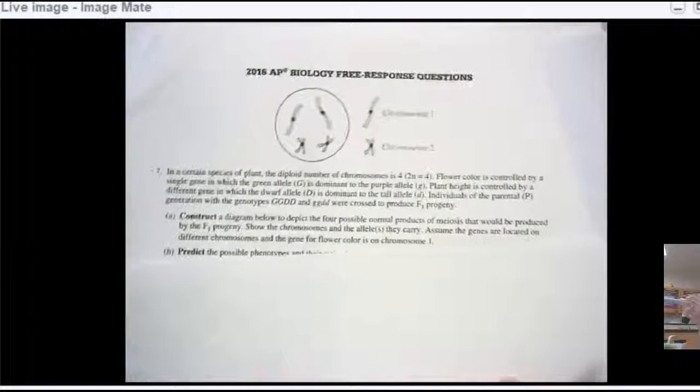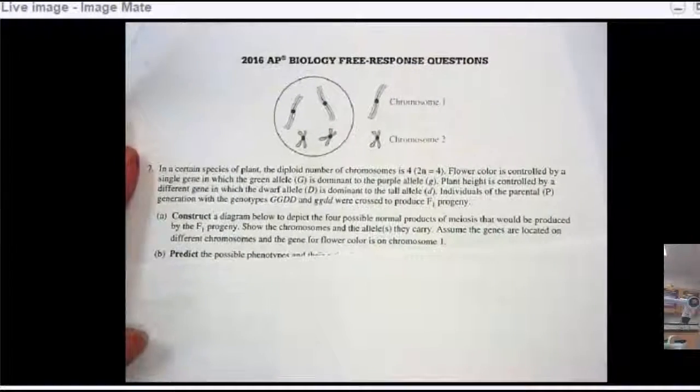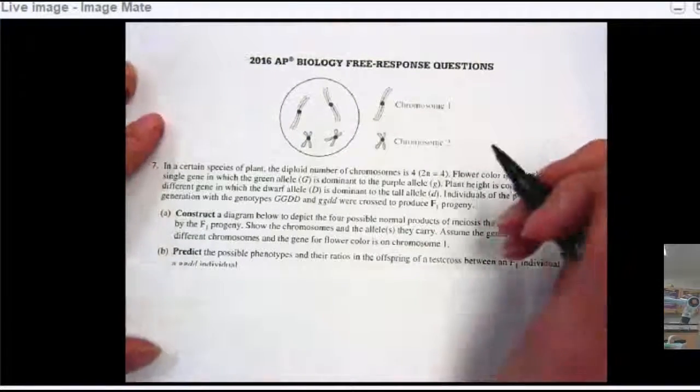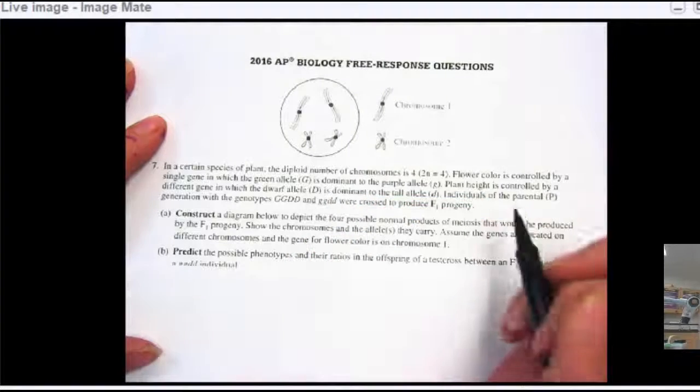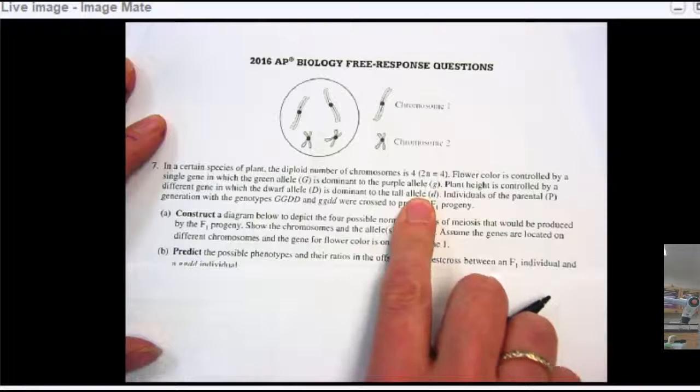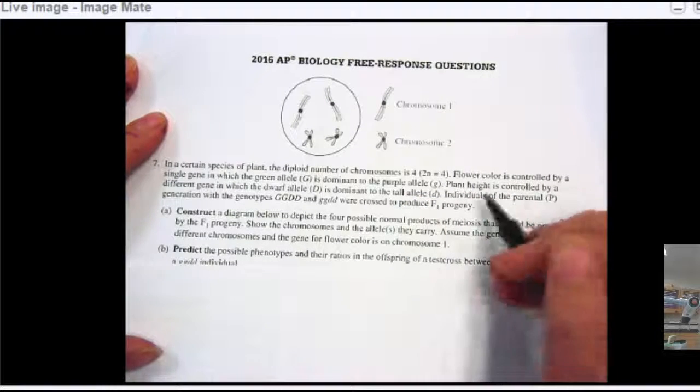But looking at this, a couple things here: they tell us that there's a green allele that's dominant to purple, and then plant height is dwarf compared to tall. And then here are some of the important things.